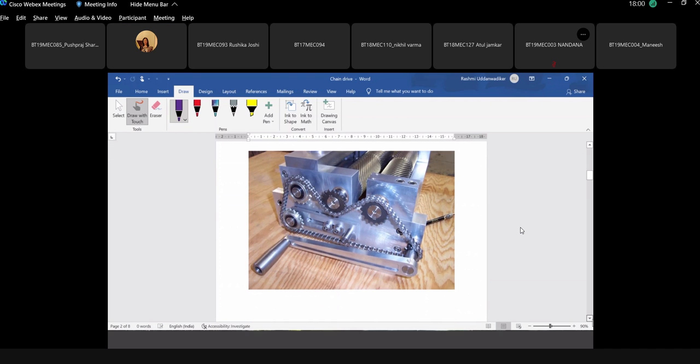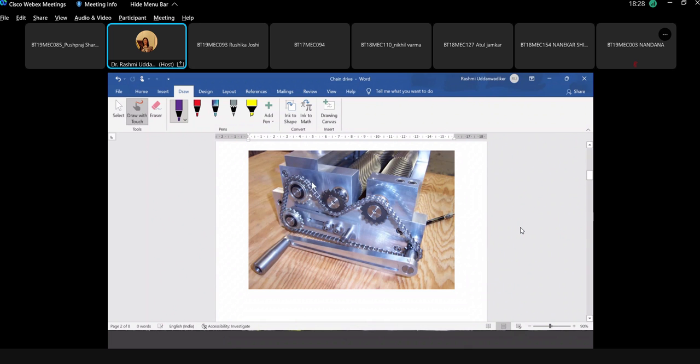Look at this assembly. A chain drive can be used for connecting number of shafts. So you see how many shafts are connected here? 1, 2, 3, 4, 5. A single chain drive is connecting 5 shafts. So this is more like an entire train, like a gear train. We have this train of 5 different shafts connecting.